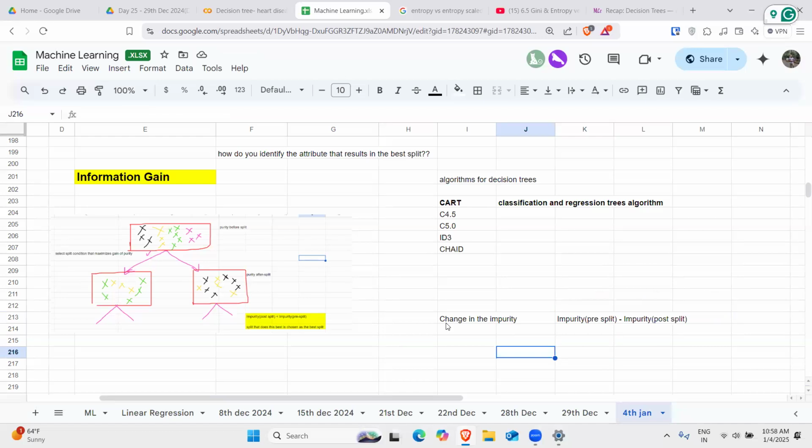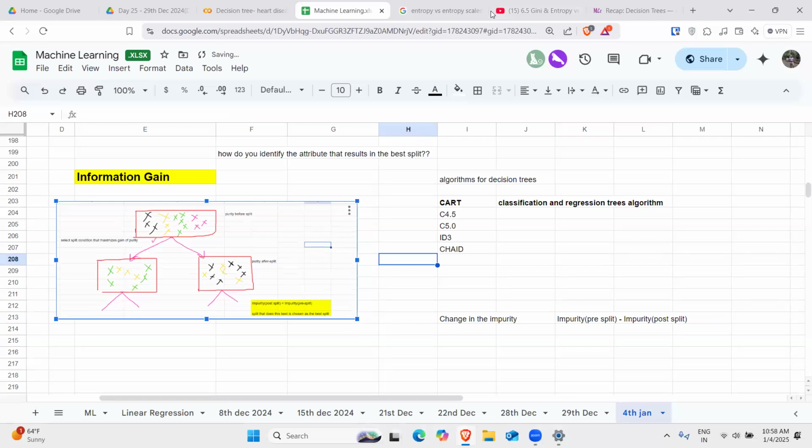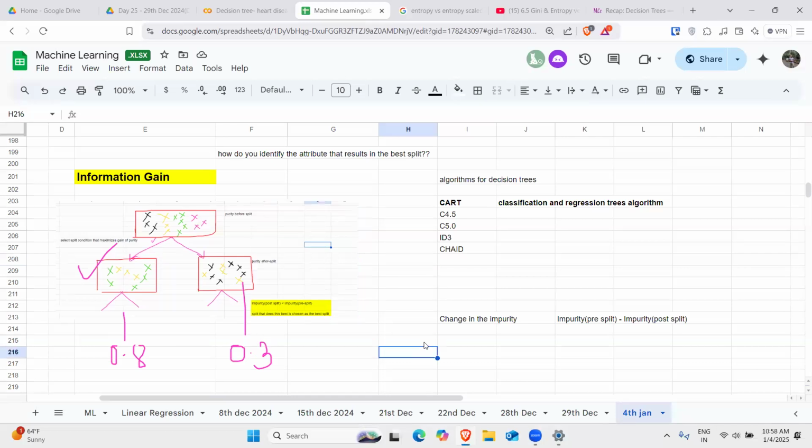That is not something which you should discuss. The split that results in a maximum gain. Suppose if you are doing this split and the gain, that is the change in the impurity, is 0.8, let's say. Here the change in the impurity is 0.3. So which split should you select? We should select the split that results in maximum gain as the best split.